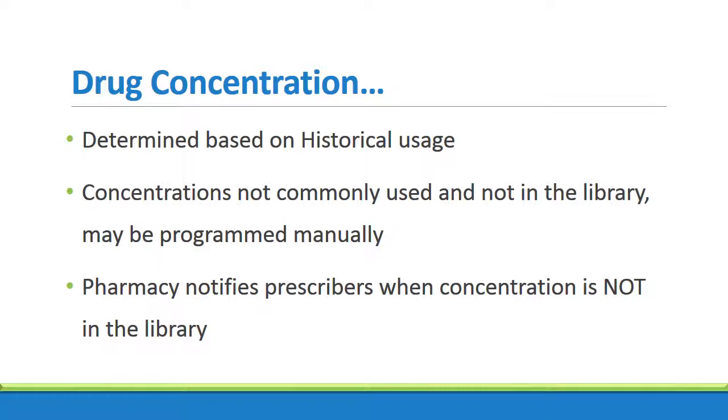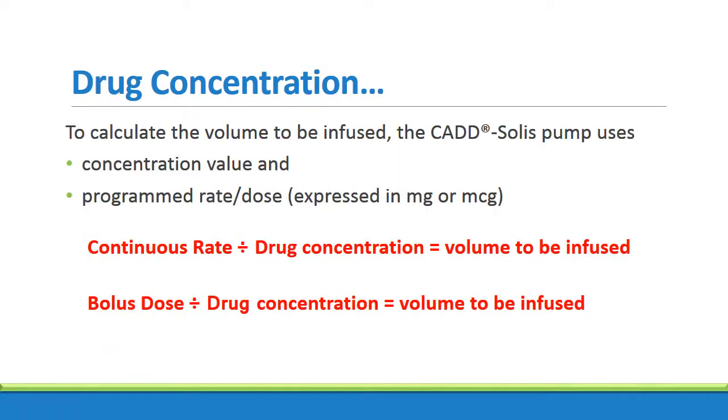Having said that, if you are in the home and the orders are not in the library, you can program manually by scrolling to the very bottom of the qualifiers list. Pharmacy should always be notified when this occurs so they can determine if this new concentration needs to be added to the library. Remember, all concentrations will be listed based on a milligram or microgram per 1 milliliter. The amount to be infused will always be the prescribed rate divided by the concentration, and same for the bolus dose.